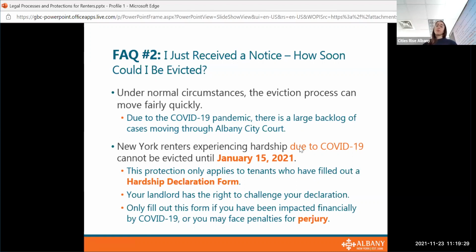However, it is important to know that this protection only applies to tenants who have filled out a hardship declaration form, which we'll talk about in a later section. Your landlord also has the right to challenge your declaration. And just keep in mind again that if you were to fill out this form after not being impacted financially by COVID-19, then you could face penalties for perjury, or lying to the court. So if you have been impacted by COVID-19 and you're facing eviction, by all means, please do fill out this form.